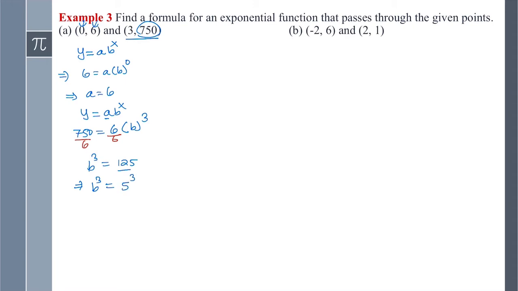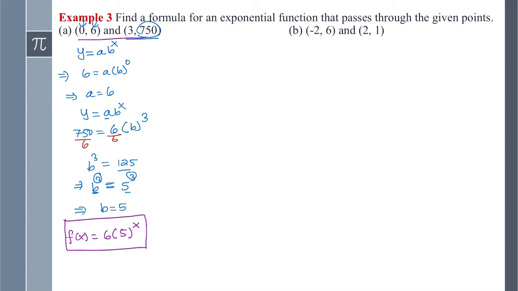5 cubed. Now we have the same exponent and we have an equal sign. That means this base must be the same. So that gives us b equals 5. So we know a, we know b. Now finally we can write our function for this one. Let's write f of x equals a is 6 times b is 5 to the x. So this is the exponential function that goes through these 2 points.